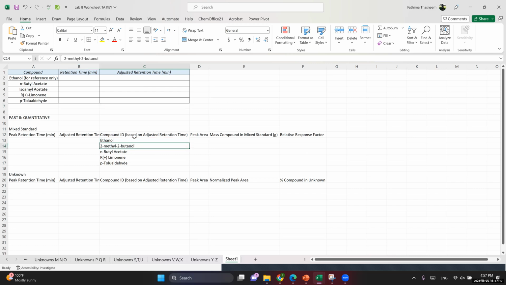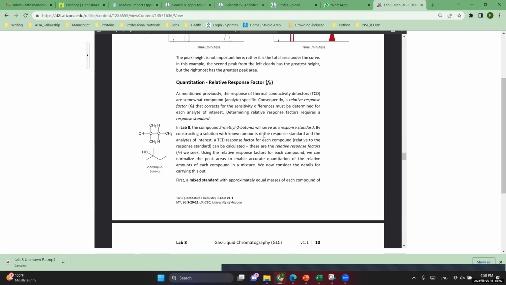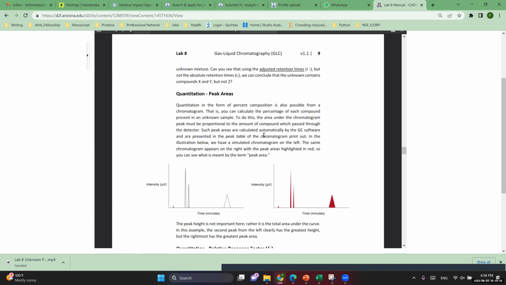Then you go to your unknown sample mixture chromatogram and do the same. You put the peak number and peak retention times and calculate the adjusted retention time. Then you can identify them by comparing the retention times and saying, okay, these both have the same adjusted retention time, so this unknown peak might be that compound. And then you have to do the relative response factor, normalized peak area, and percentage compound to quantify this. That is explained in the subsequent sections in the manual. So I hope that you all will be able to complete those things.